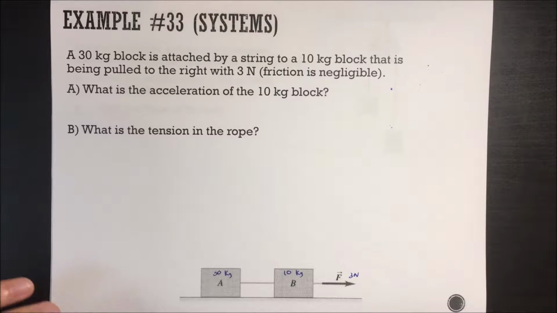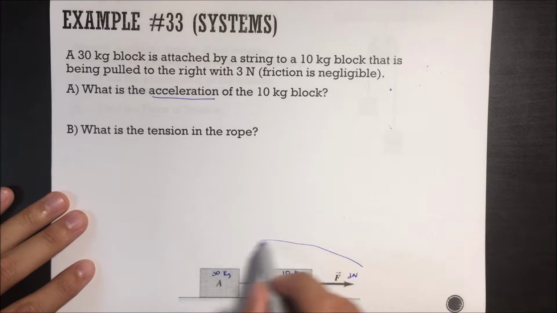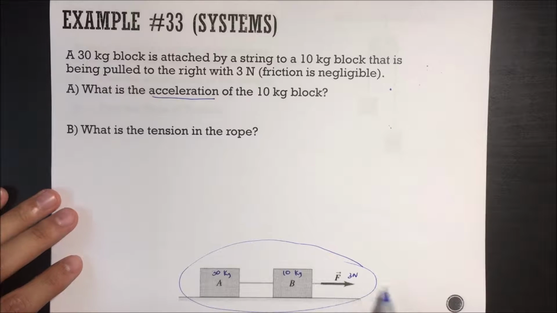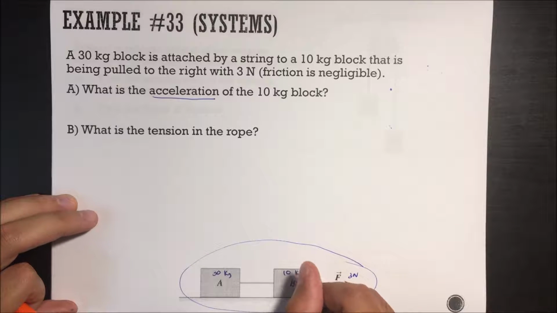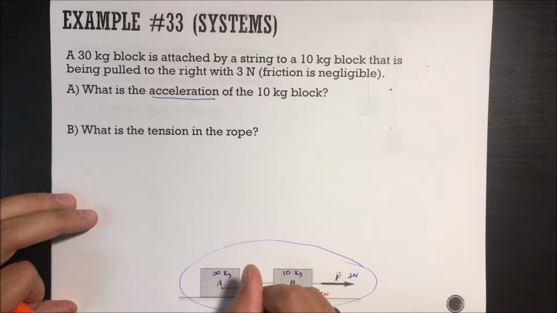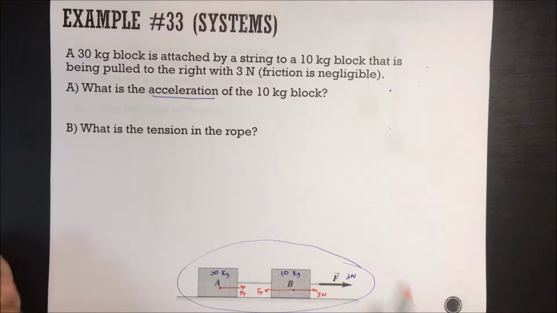When we're solving for acceleration, we're going to be looking at the whole system here. There's no friction, so all we can see is this 3 newtons is carrying both of these. Let's draw the free body diagram for now, but essentially we don't really have to. This one has a force of 3 newtons and a force of tension here, and this one just has a force of tension going this way. These two forces of tension cancel out, so we're just going to look at the system.